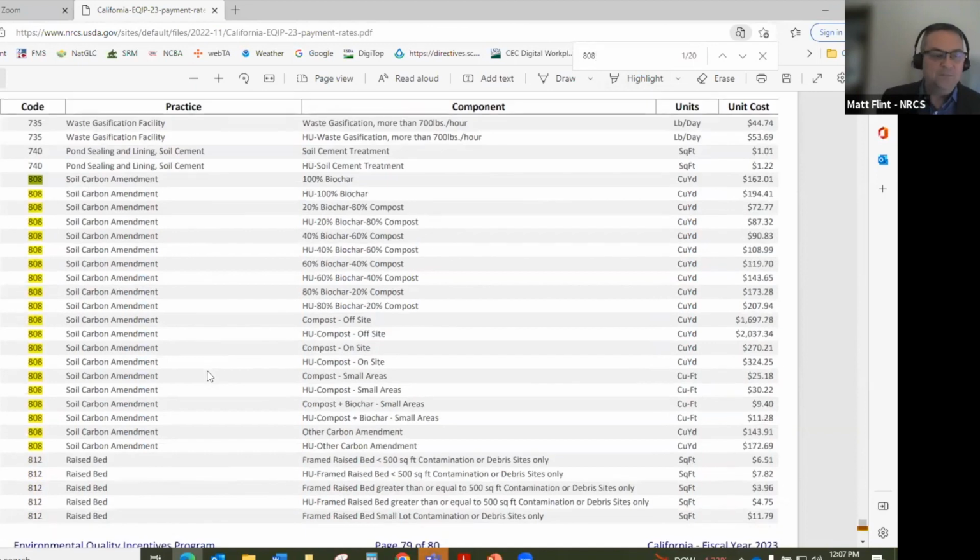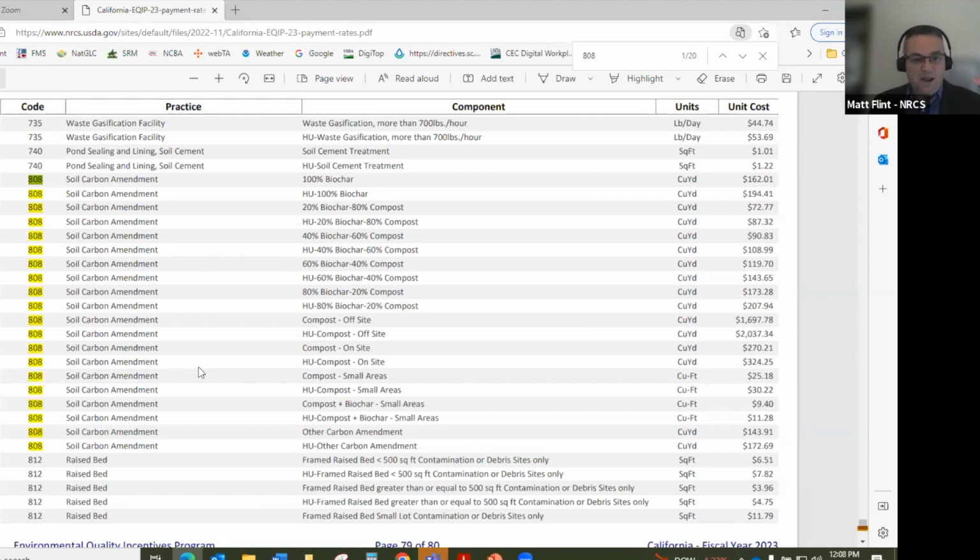what you see here is a list of what we call scenarios, or what Alana mentioned as payment schedule scenarios. Each one of the rows in here is for a typical scenario that's been modeled to establish the payment rate. And you'll notice that the first row says 100% biochar. The second row says HU 100% biochar. That HU is for the historically underserved. And that pattern repeats for every scenario name.